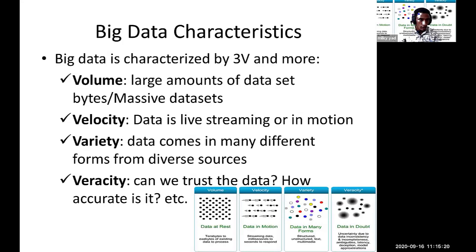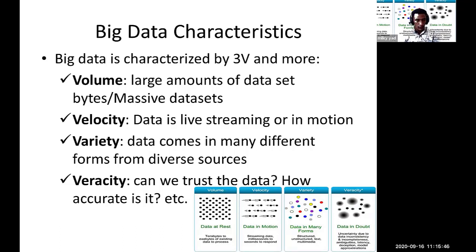So what are the main characteristics of big data? Actually, big data is characterized by 3 Vs and more. The first one is volume. When we look at the volume of big data, it is a very large amount of data.